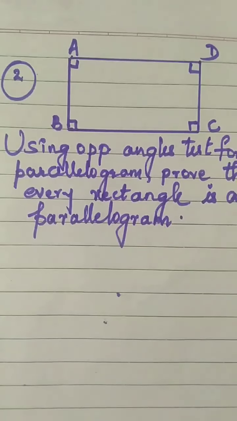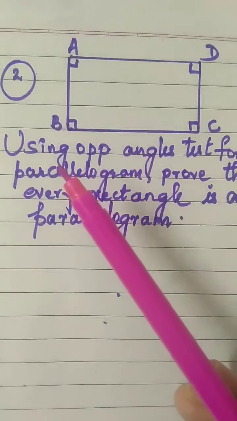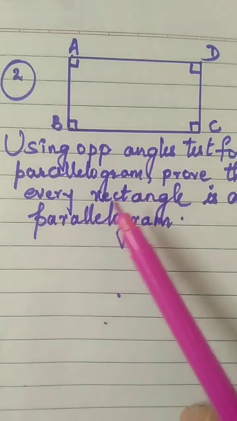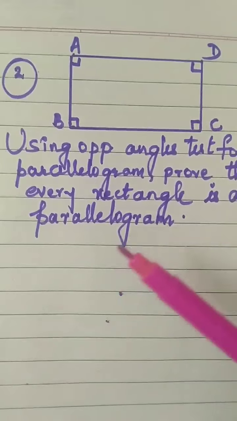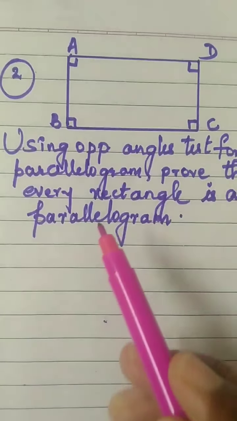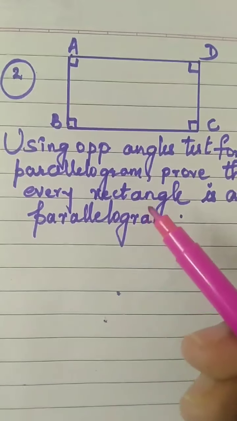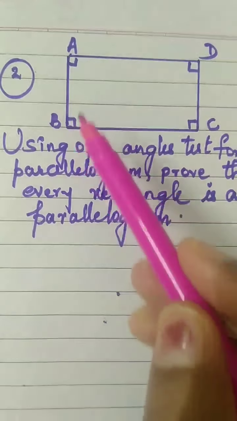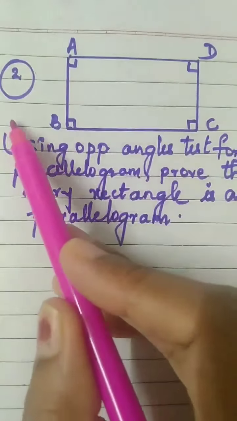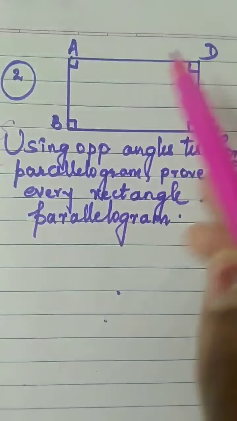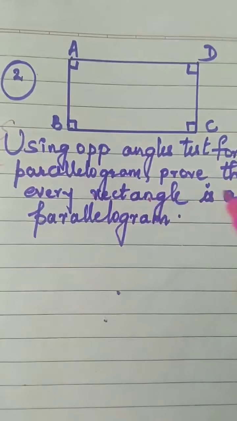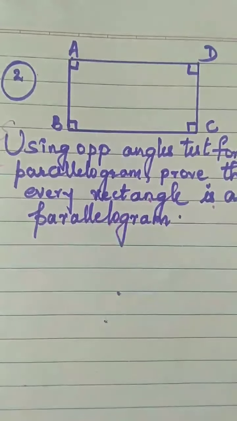On to the second question. Using the opposite angles test for parallelogram, prove that every rectangle is a parallelogram. Okay, prove that every rectangle is a parallelogram. So, we will consider a figure ABCD. This figure I have drawn. We have to prove that every rectangle is a parallelogram.